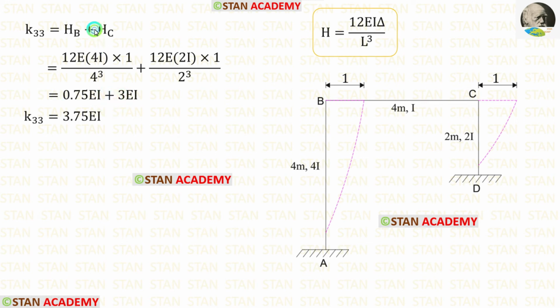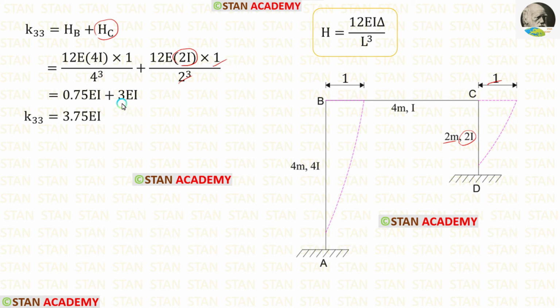Now let us find HC. Length of CD is 2. Let us apply that. The moment of inertia for CD is 2I. So instead of I, we have to apply 2I. The value of delta is 1.